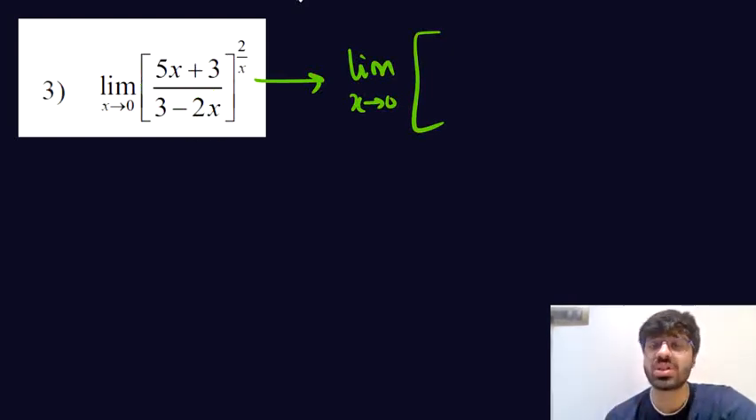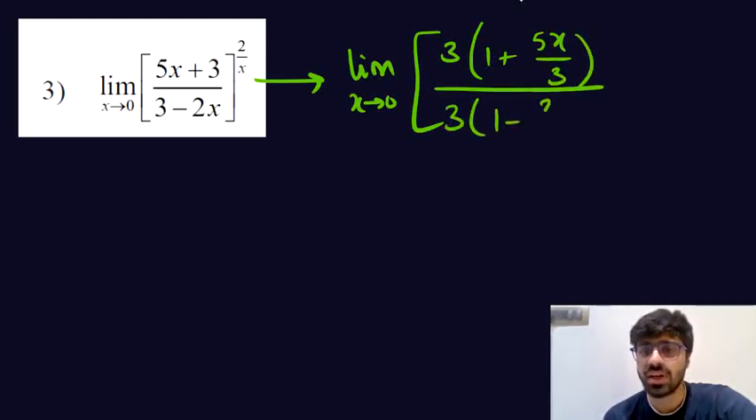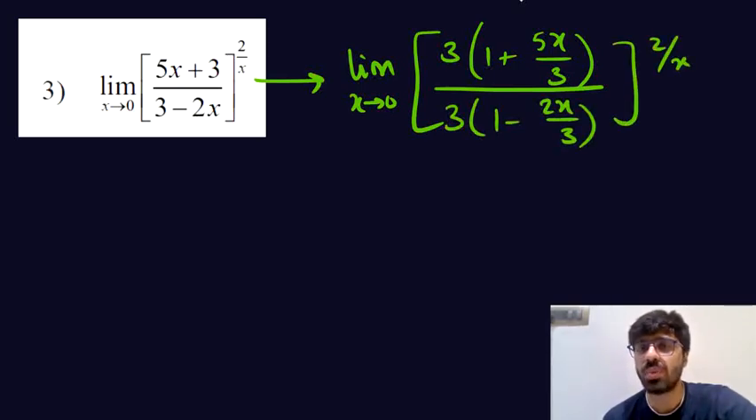But the first term has to be made equal to 1, which is why we will pull out a 3 common from the first two terms. From the numerator and denominator, we will pull out a 3 common. So 3 into 5x by 3 plus 1. And we will prefer to write it as 1 plus 5x upon 3. The whole divided by 3 into 1 minus 2x upon 3. The power of the entire bracket is 2 upon x.